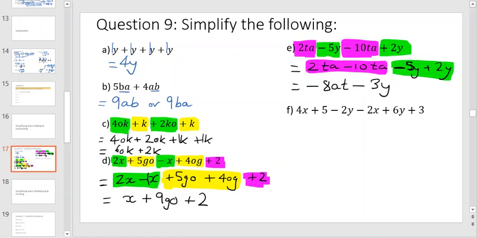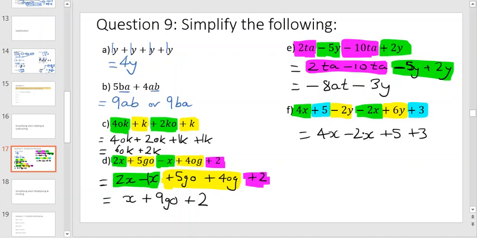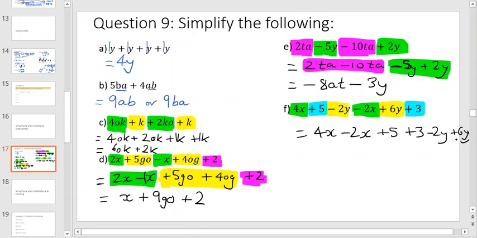And our last one, okay, so to save some time, I've just highlighted my like terms. You should have done that already. And I'm going to put them together. I've got 4x, take away 2x. I've got the constant, so I've got these numbers on their own. So +5 and +3. I can add those together. And then take away 2y +6y. Oops. I haven't got much room for that one. Okay, and I've just highlighted them again so I can see exactly what I'm doing.